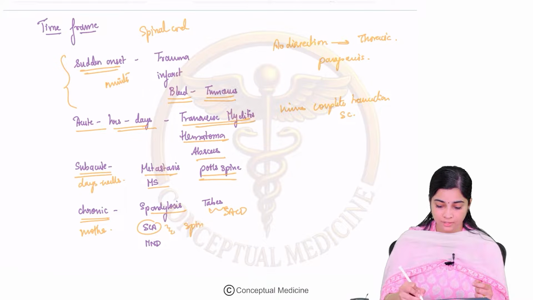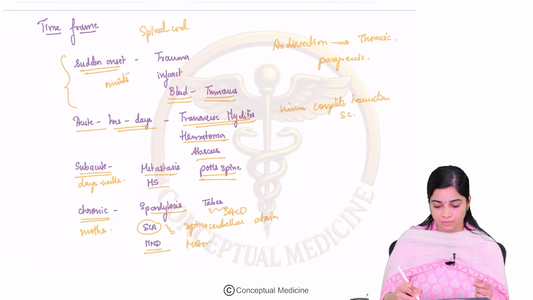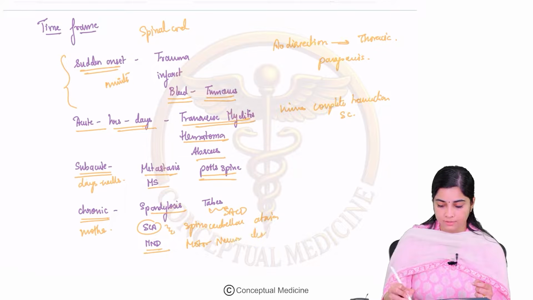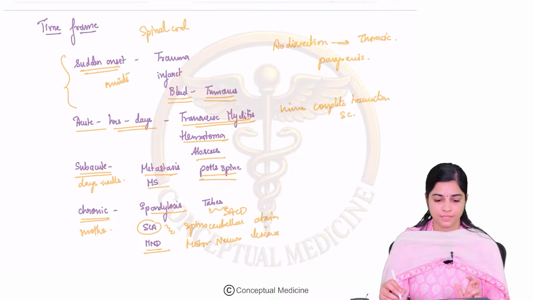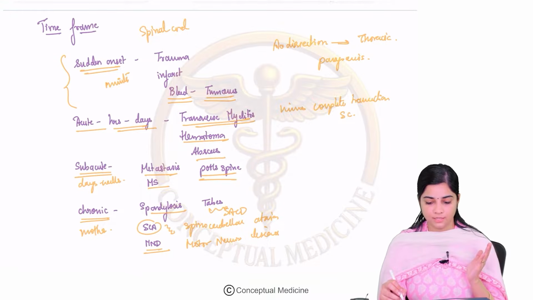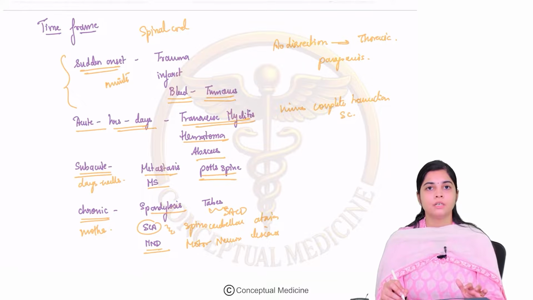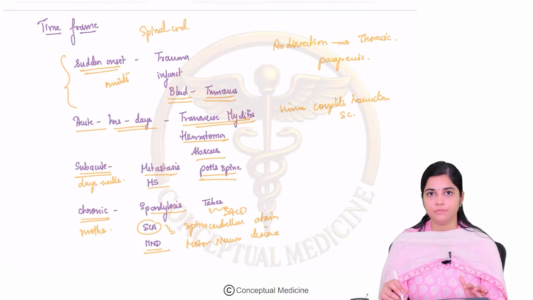SCA is a type of inherited disorder, spinocerebellar ataxia, or your motor neuron disease. MND is motor neuron disease. So this can result in a chronic weakness, right? So anything in spinal cord is localization into time frame. Sudden onset is often vascular or an accident causing trauma. Acute is hours to days, subacute is days to weeks, chronic is your hereditary neuropathies, it can be your tabes dorsalis or your motor neuron disease. So this is about your time frame in spinal cord weakness.